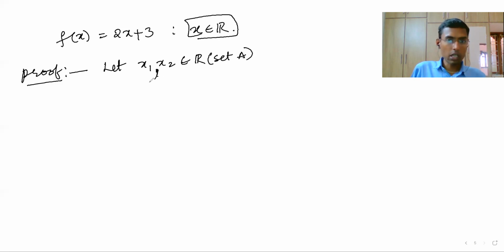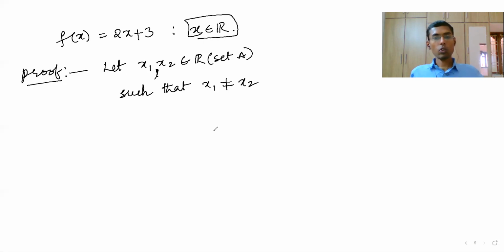From set A, you are taking any two elements, any two distinct elements, x1 and x2, such that x1 is not equal to x2. That implies what? We are multiplying 2 on both sides. Doesn't that make them equal, right?